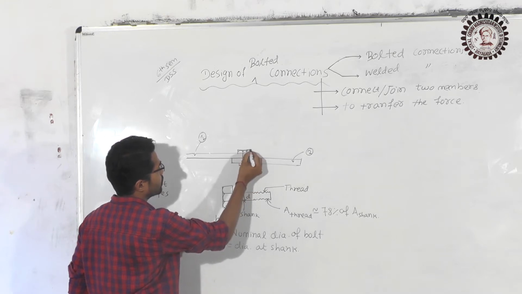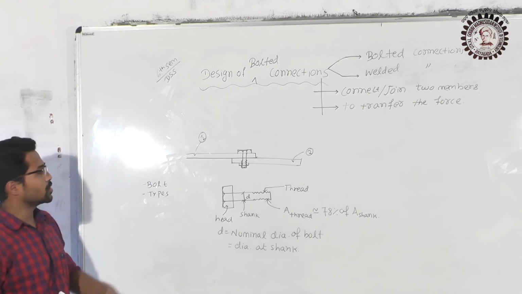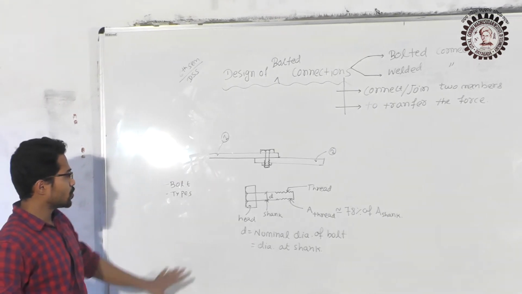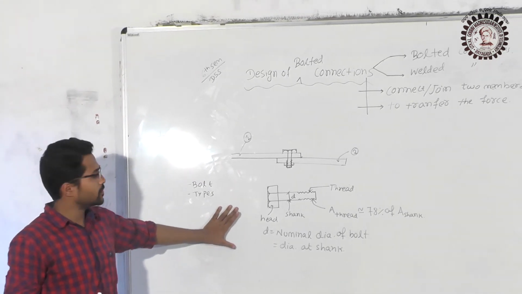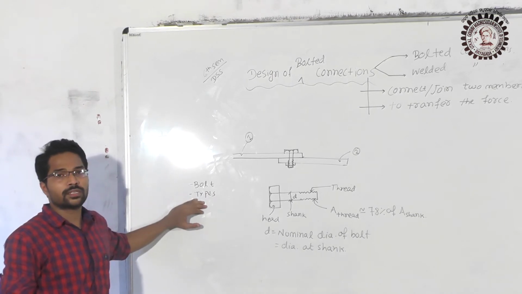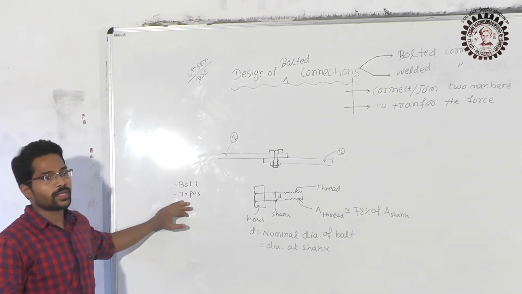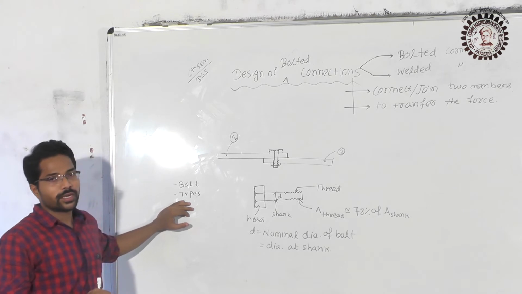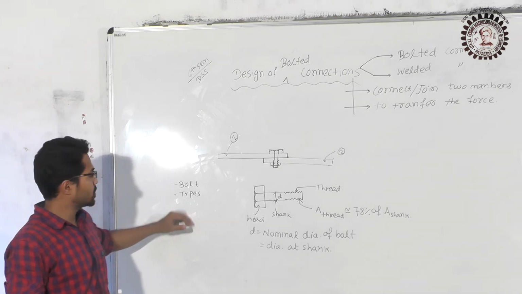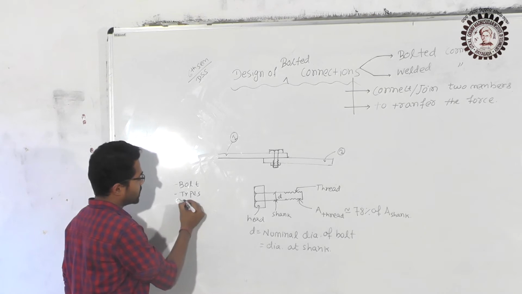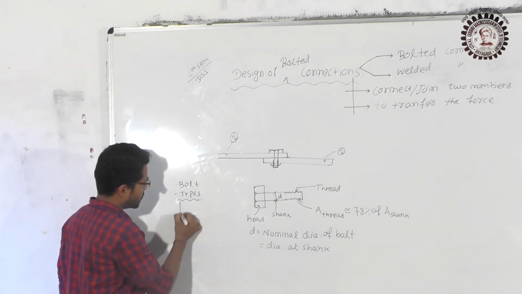So in this way we can join two members using a bolt. Okay. So first thing, bolt definition is covered. Then let's study about what are the types of bolts available in the market. In a broad way, we can say there are three types of bolts. Here I have written types of bolts. Okay, so what are the types?